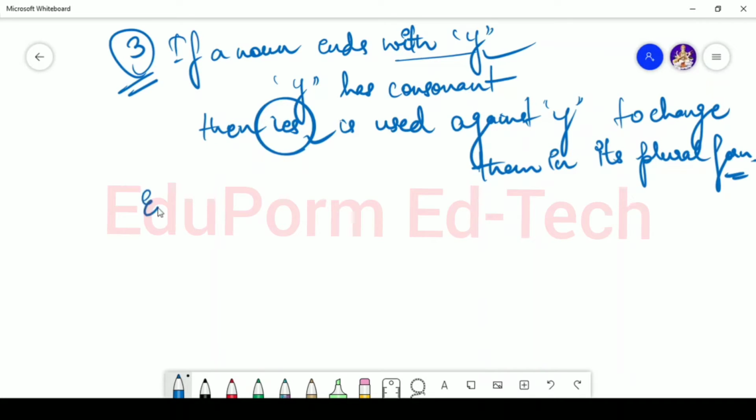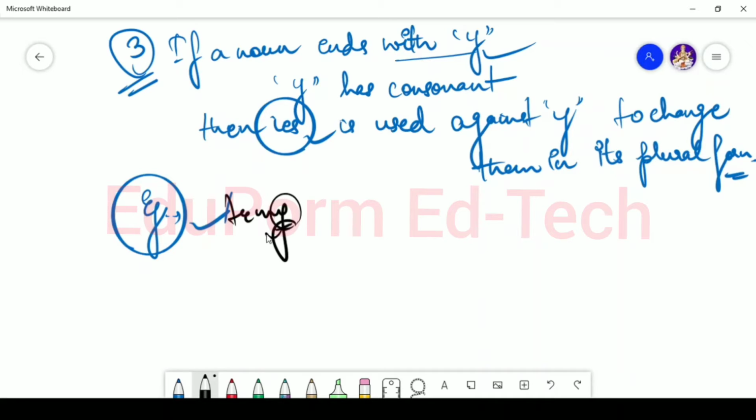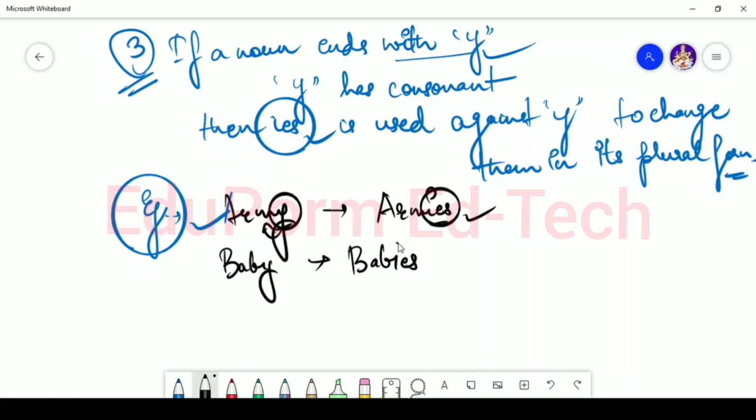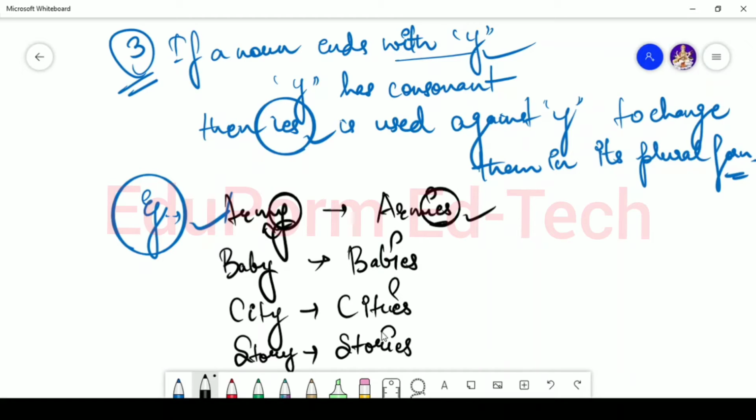Now let's see, for example, like if I am talking about army, okay, so what will happen? Before Y you will see that there is a consonant here. So instead of Y you are going to replace it by using IES. It will be armies. Again, in another example, if let's talk about baby, it will be babies. Again, if you have city, so it will be cities. Then if you're talking about story, so it will be stories. Got it? So army, baby, city, story.